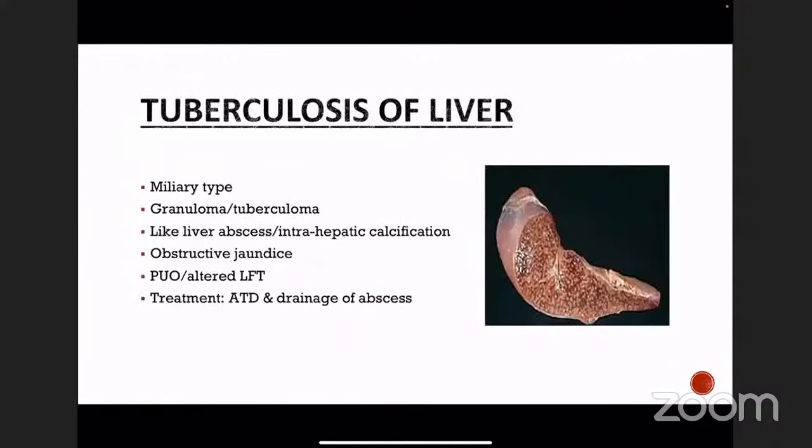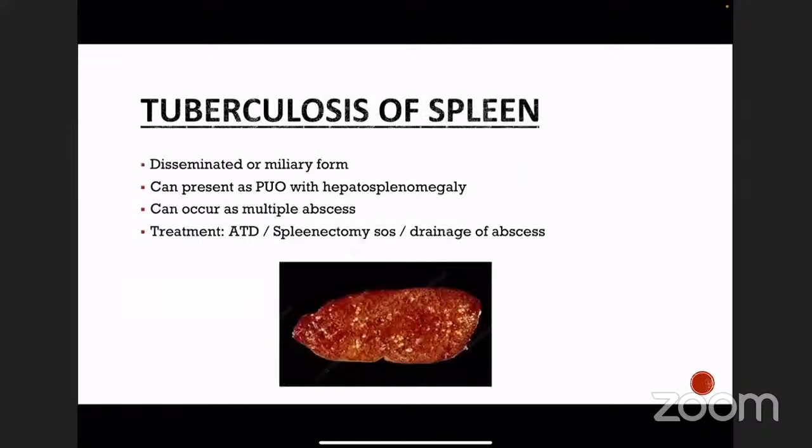So when tuberculosis is involving the liver, it can be miliary, it can be diffuse, it can cause granuloma formation, tuberculoma formation. Here is the cut picture of the specimen of the TB liver. Like a liver abscess, intrahepatic calcification can also occur. Obviously, if the liver is involved, it can cause jaundice. But if there is an obstructive picture, that will cause obstructive jaundice in such a patient. Pyrexia of unknown origin and altered LFT will be there. Treatment will be the same: ATD and drainage of abscess, and further investigation is important.